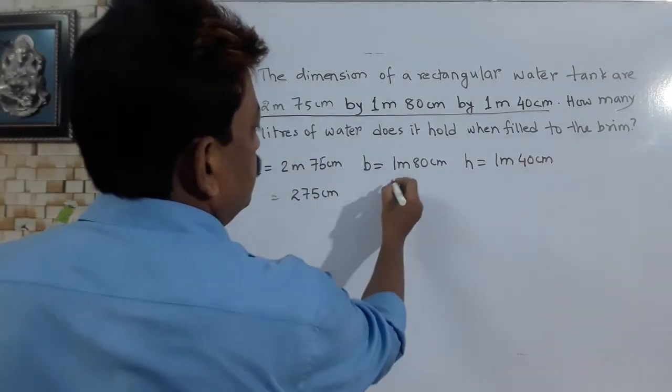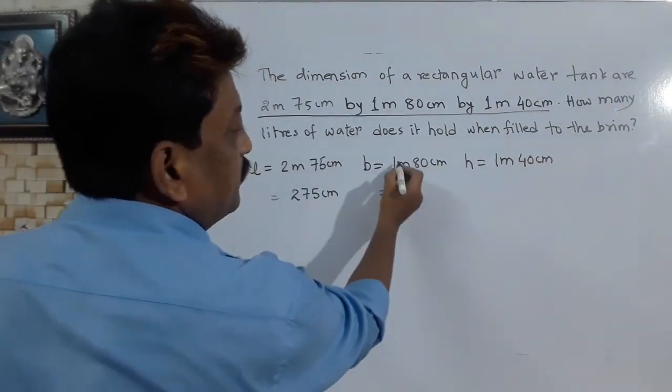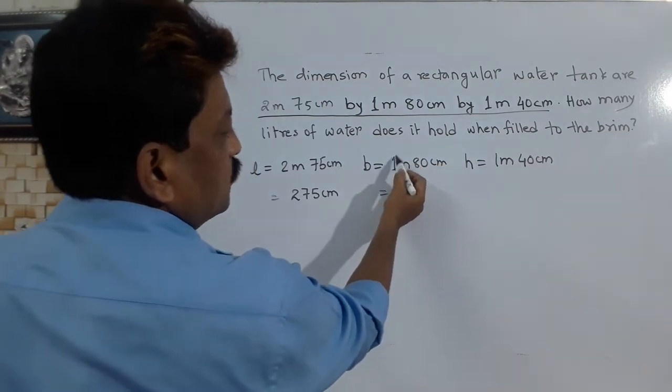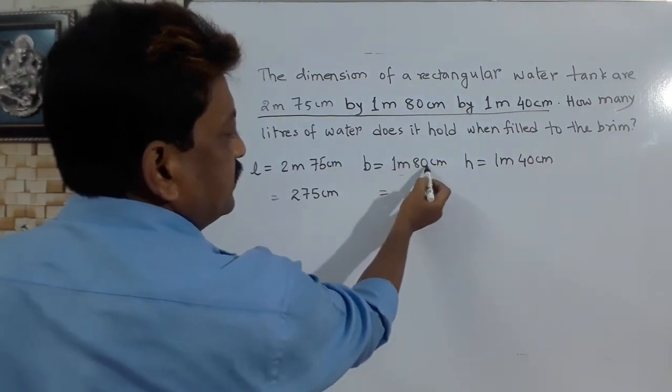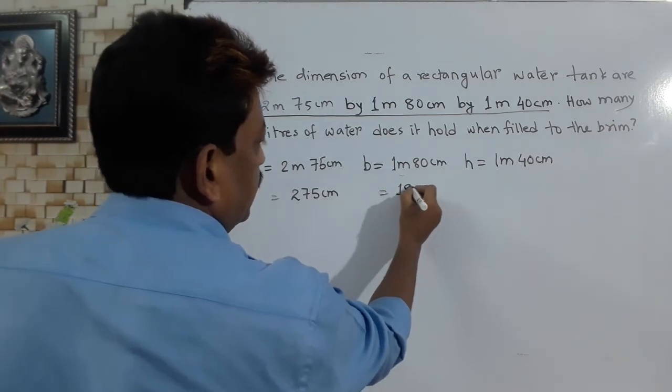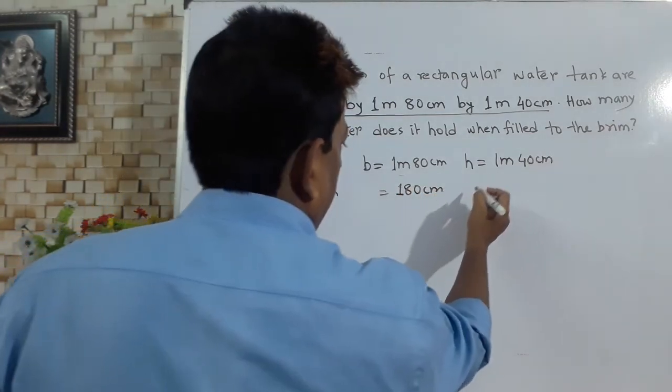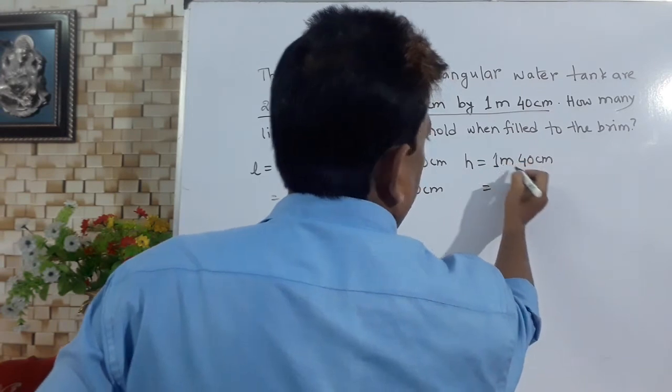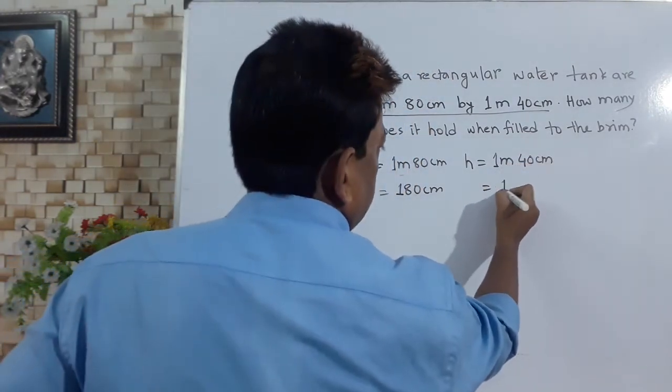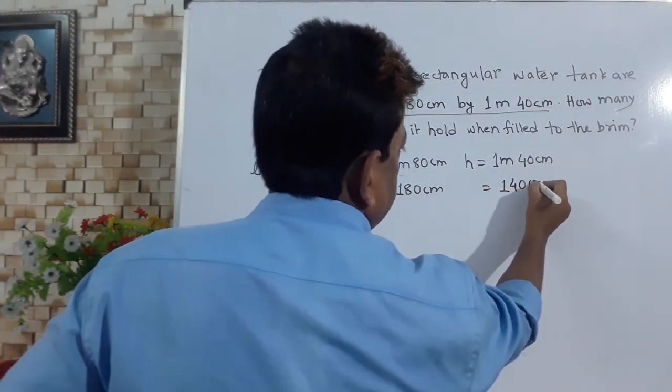Similarly, the breadth is 1 meter 80 centimeter. 1 meter means 100 centimeter. So 100 centimeter plus 80 centimeter is 180 centimeter. And height is 1 meter 40 centimeter. So this is 140 centimeter.